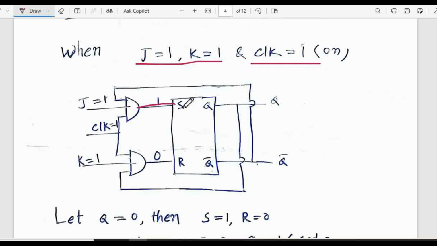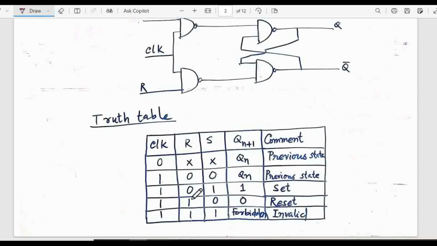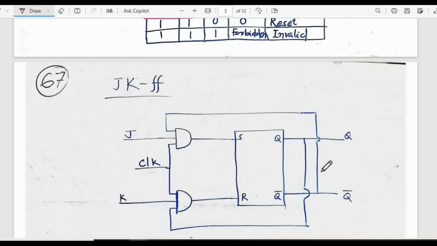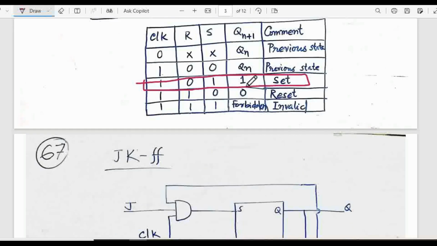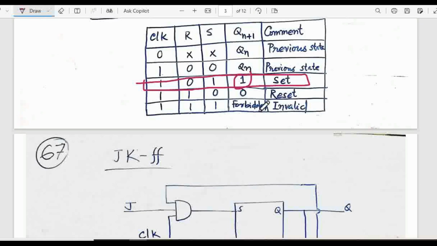This is an SR flip flop. So when in SR flip flop s equal to 1, r equal to 0, it will give the set condition. You are getting Q n plus 1, that means the next output is set, that means 1. But previously you had assumed the value of Q as 0, and in the output you are getting 1.